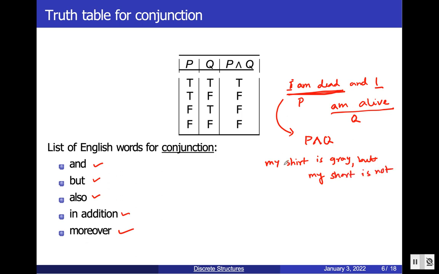Okay, I'm saying that my shirt is gray but my short is not gray. So I can say that this statement I can give the name P, and this statement I can give the name Q. Also, what I'm saying is that the color of my shirt is gray but the color of my short is not gray.